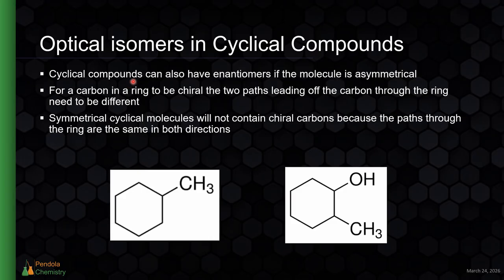So the other thing we need to talk about is how this all affects cyclicals, because just like we saw with cis-trans isomerism, optical isomerism has some weird interactions with cyclicals. Cyclical compounds have enantiomers if the molecules are asymmetrical. And that's because for a carbon ring to be chiral, the two paths leading to that carbon need to be different.